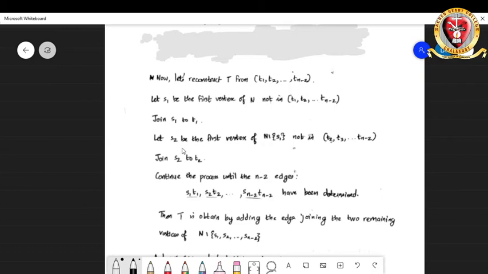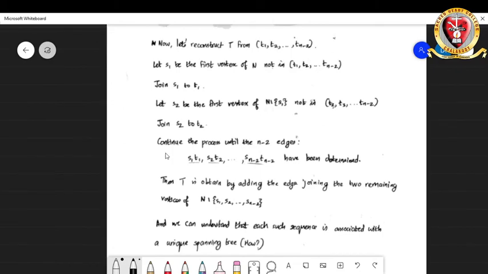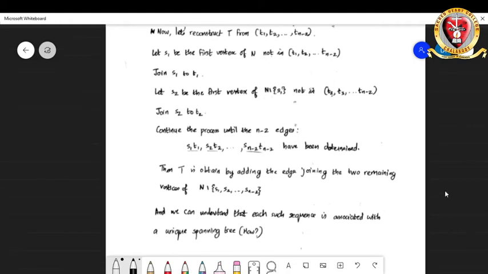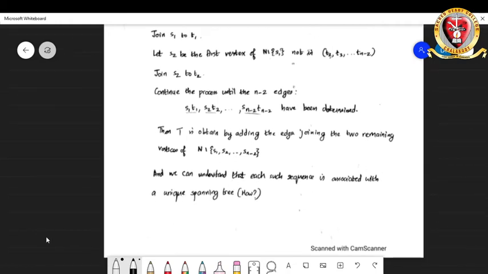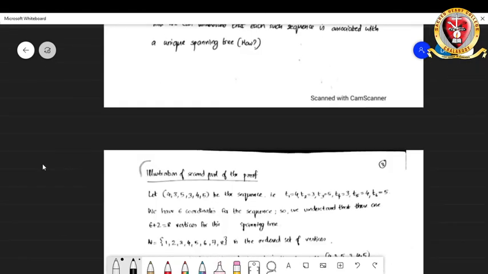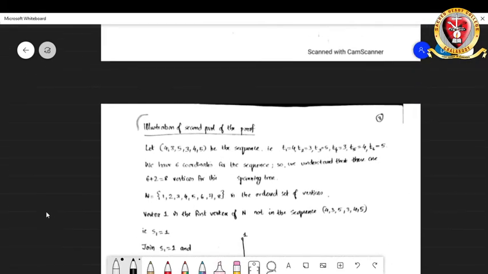Okay. And suppose S2 is the first vertex of N minus set S1 not in the sequence with the first coordinate removed, T1 is removed. So you have T2 here. So this S2 and T2 are joined. And you are continuing this process until you obtain n minus 2 edges like this. And finally, T is obtained by adding the edge joining the remaining two vertices of N minus set S1, S2, etc., Sn minus 2. And also here for each such sequence, the associated tree which we are drawing will be unique. Also you can think about the logic why.